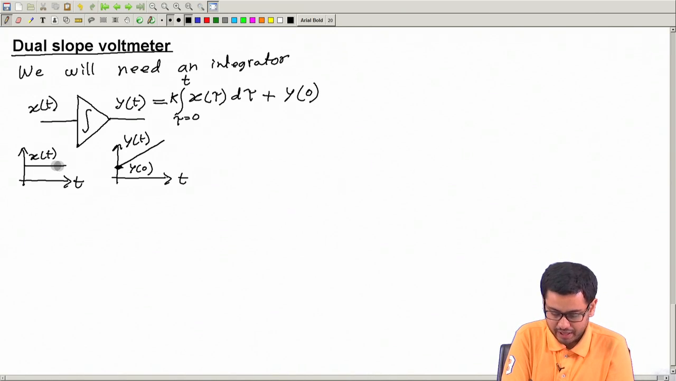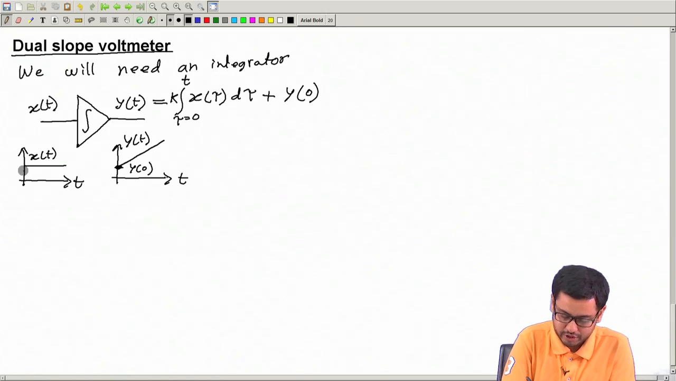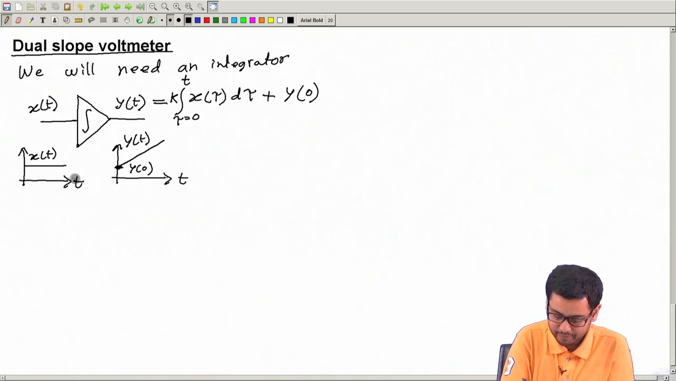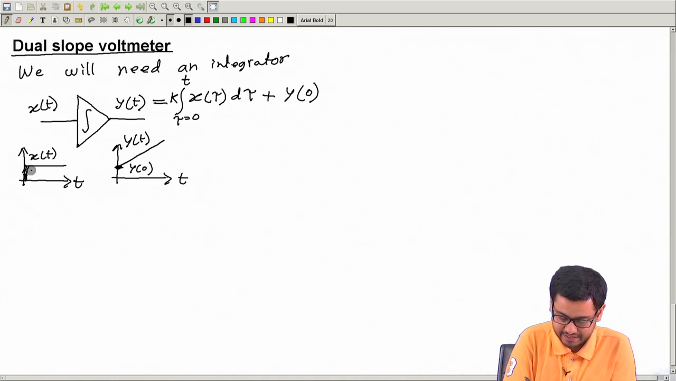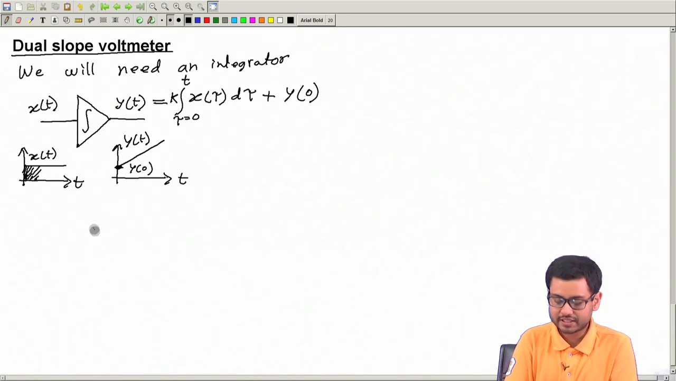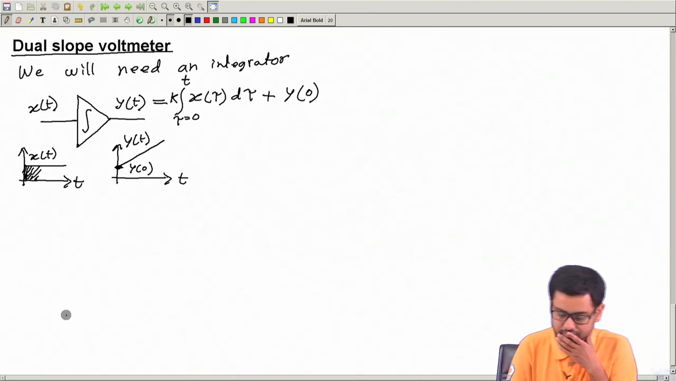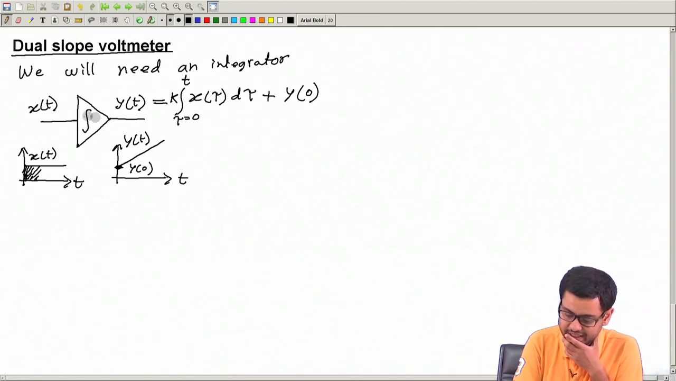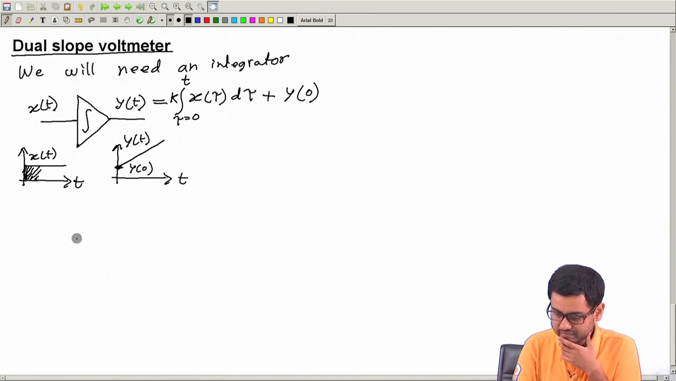This is what an integrator does. Basically, if you have a step input or a flat constant input, then as time progresses, you see the area under it. Initially this is the area, and as time increases, the area under it increases. As time increases more, the area increases, therefore, the output increases. That is what the integrator does. So, we will need this integrator.